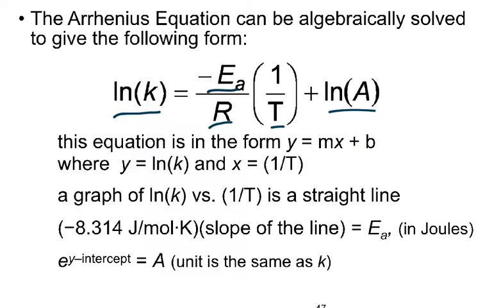And so if we graph the natural log of k versus 1 over temperature, we should get a straight line, and we can get the slope. If we multiply the slope of the line by our R value, we can get our activation energy in joules. We can also use the y-intercept to solve for A.